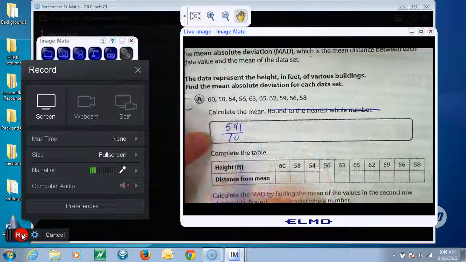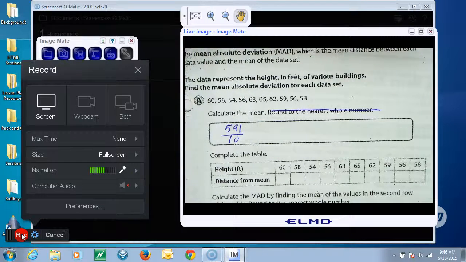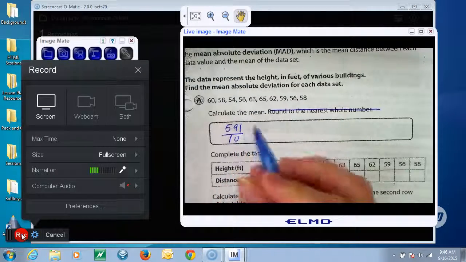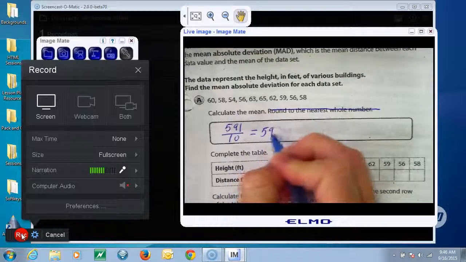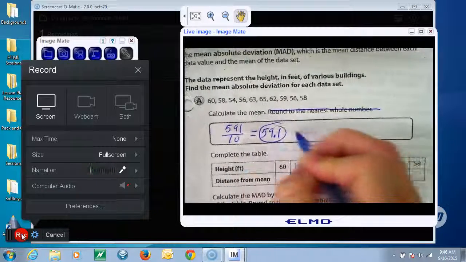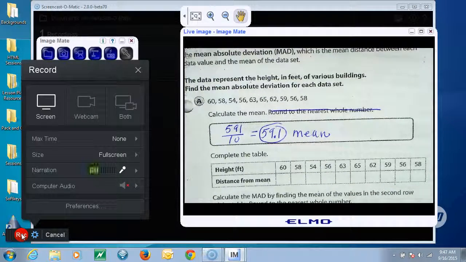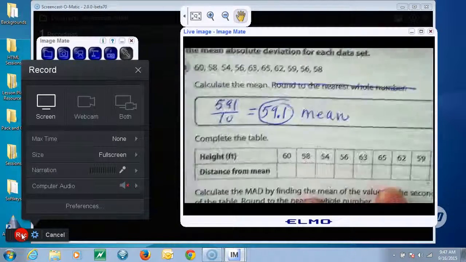Do we need to divide that by 10 on a calculator? No, we don't need to divide on calculator. When you divide by 10, what's the trick? Move the decimal over left one time. So that's going to be 59.1. Circle it. That's our mean. That's the first step. You get the mean of the average of the numbers.